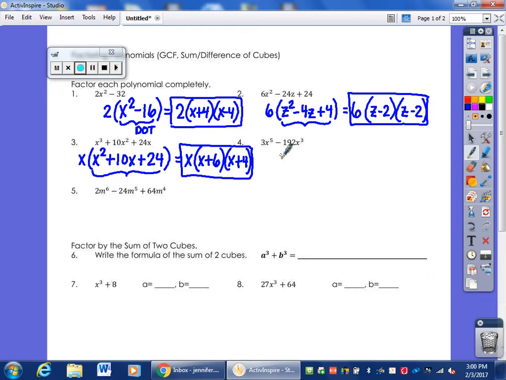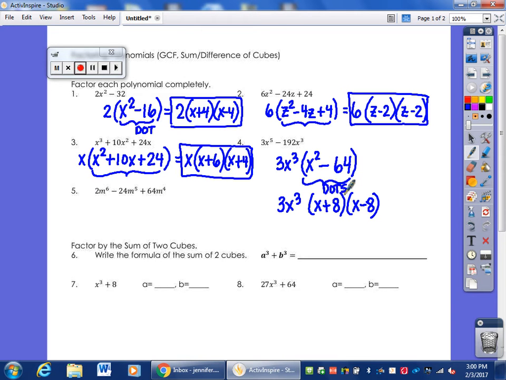For the next one, they have a 3 and an x to the third in common, so we factor that out, leaving you with x squared minus 64. And then this can be factored into x plus 8 times x minus 8. This is the difference of two squares. Okay, so this would be your final answer.